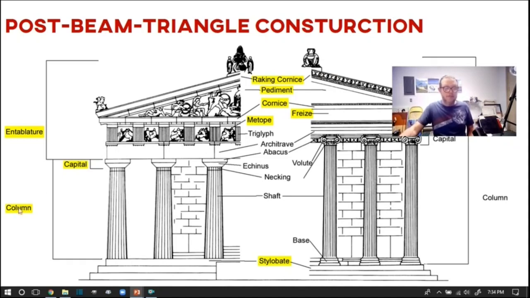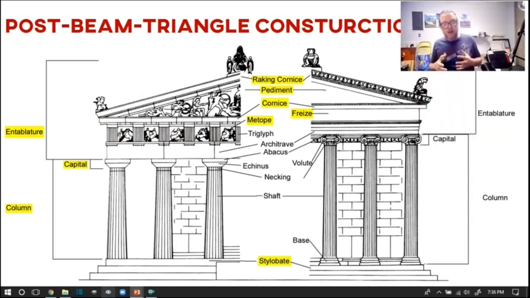Meaning, there are columns. Let me use my laser pointer. Why is my laser pointer not showing up? I guess I will have to use my mouse pointer instead. I don't know why the laser pointer is being weird. We have a column, which acts as a... now my laser pointer wants to work. Which acts as the post in the post-beam triangle construction. We have a beam, in this case the frieze, as it's referred to. And a triangle, that would be the roof, or the pediment, as it's referred to here.